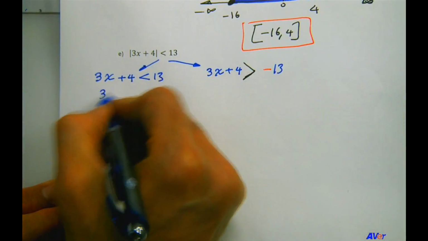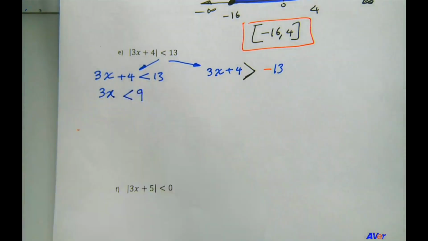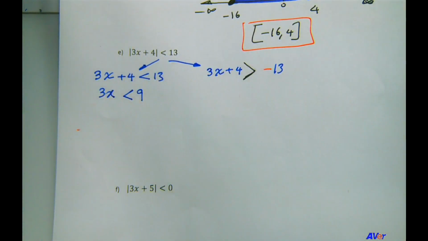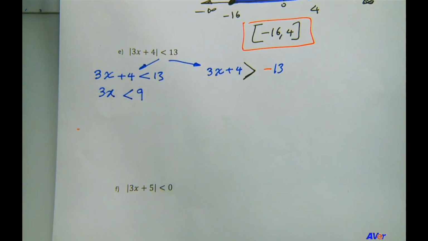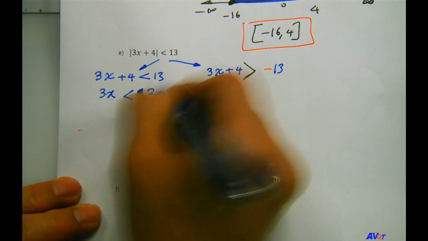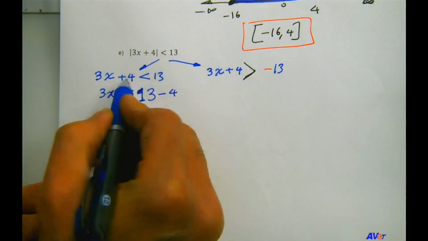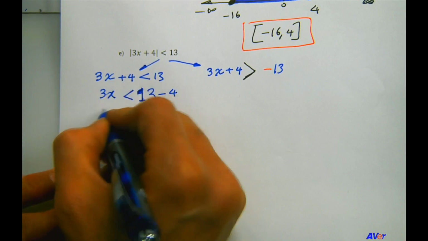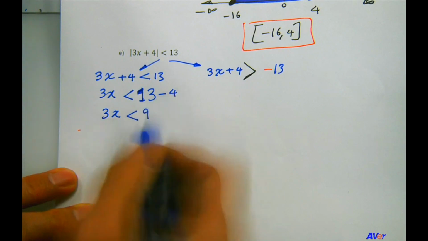So 3x less than 9, right? Because when you move the 4 to the other side, it becomes -4. So 13 minus 4 is 9. If you rather, let me do it this way. Let me not skip that step. Maybe some of you like to see it. 13 minus 4, right? I just moved the 4 to the other side. The positive became negative. Then we have 3x less than 9, right? 13 minus 4 is 9.